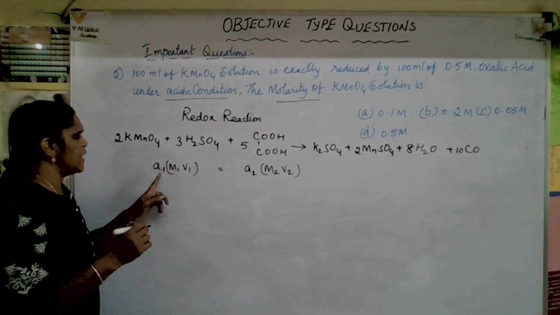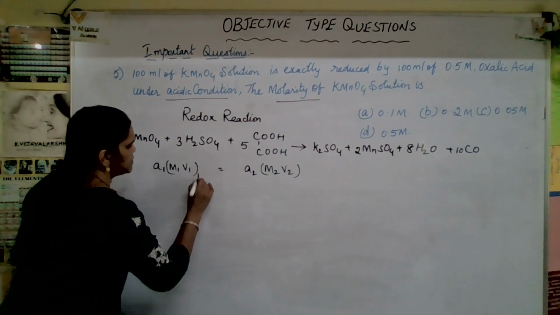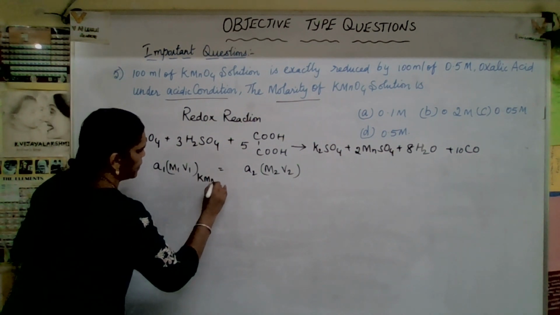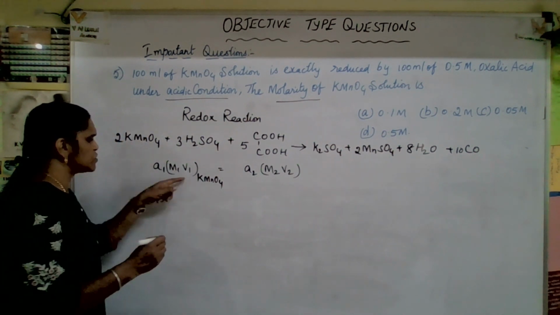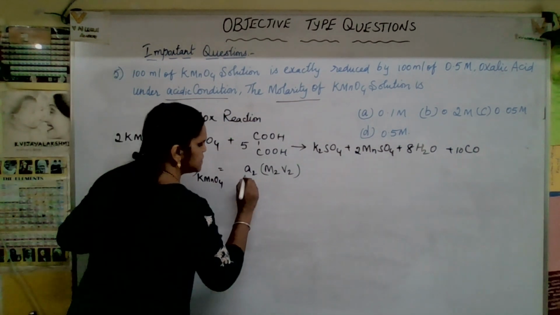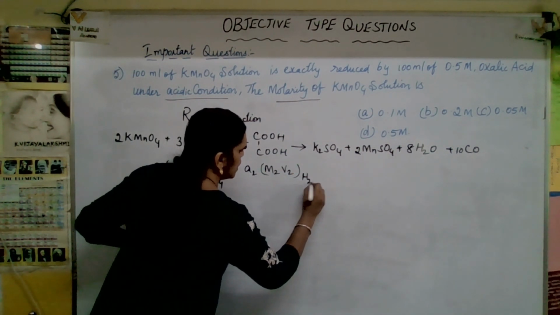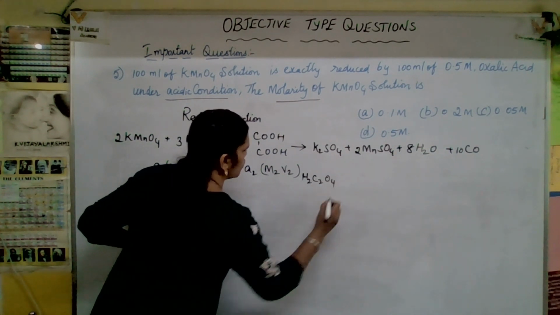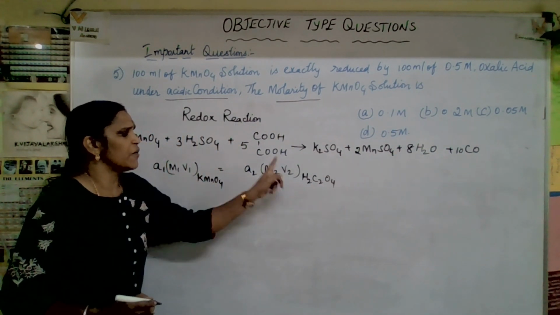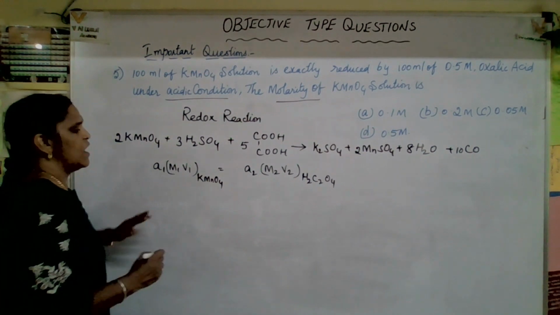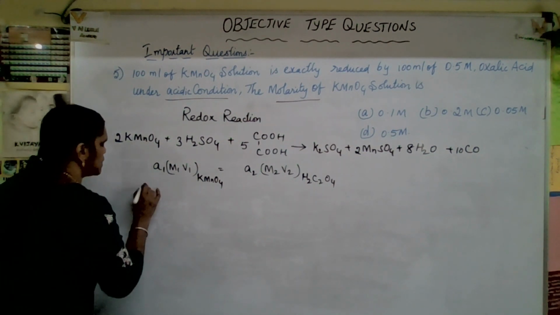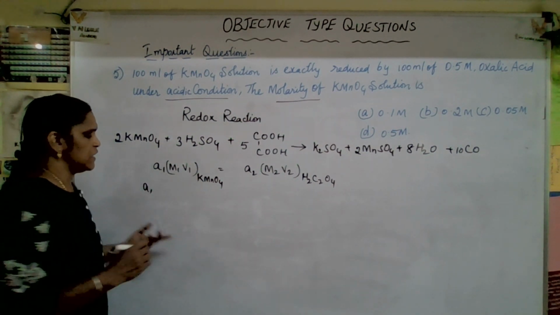This A1 M1 V1 comes under KMnO4. This belongs to this category. And in the same way A2 M2 V2 belongs to oxalic acid, H2C2O4. Oxalic acid formula I have only written in a different way. Okay, now what is A1? Each one we will identify.